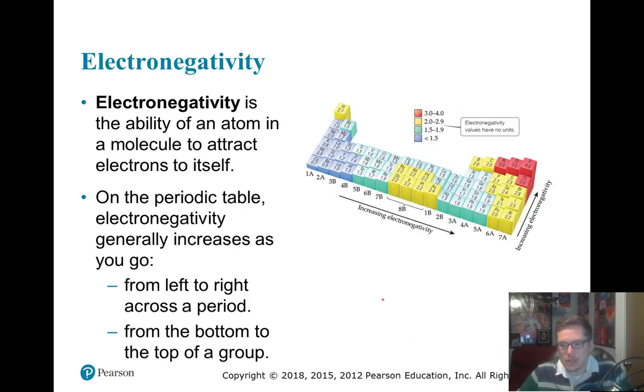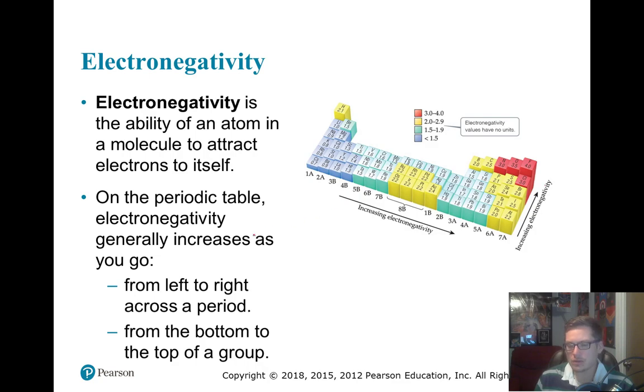Now the measurement that we use to keep track of who's pulling harder is a periodic trend called electronegativity. Electronegativity is defined as the ability of an atom in a molecule to attract electrons to itself. So it's how much it's going to pull more electrons to itself. It's very much related to electron affinity that we talked about before, but it's its own thing. Generally, electronegativity follows the same trend as effective nuclear charge, electron affinity and ionization energy, so it increases going from left to right and from bottom to top.